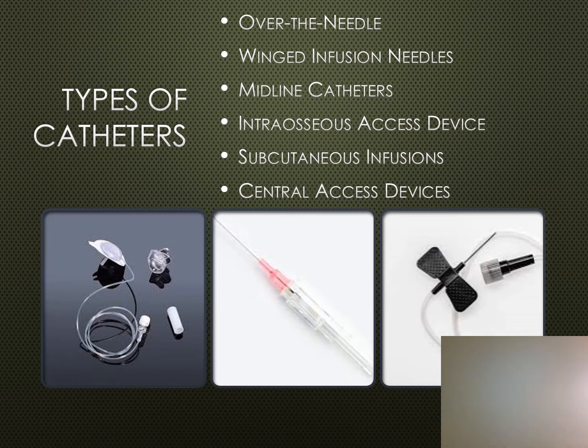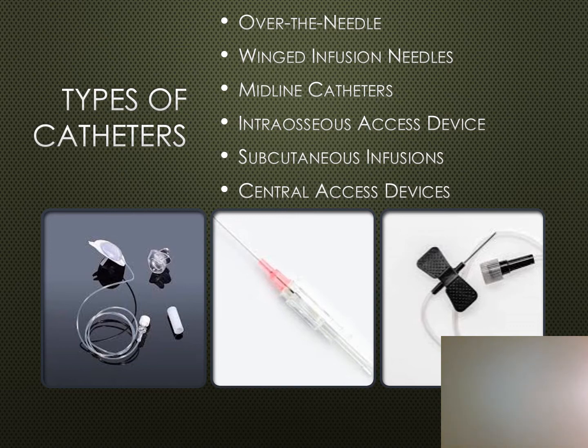Winged infusion needles are also known as butterfly needles. They consist of a steel needle and flexible wings that fold, and they're held while we insert the needle. They're used for drawing blood or a single dose infusion due to high rates of complications if that needle is left in place.